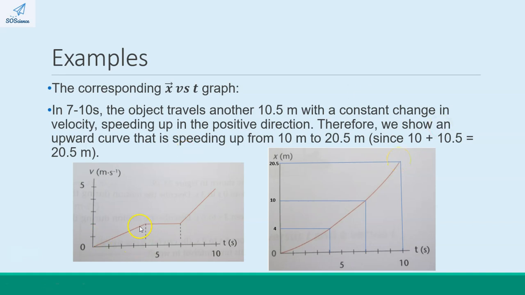Note also that if we had to add up all the different displacements, so we've got 4 plus 6 plus 10.5, we get a total displacement of 20.5 meters. So it really does make sense that the motion ends here at 20.5 meters on the xt graph.